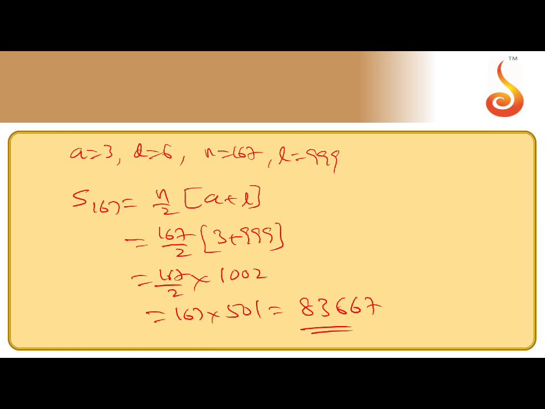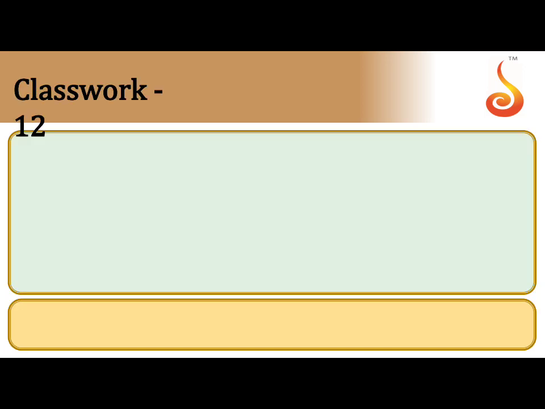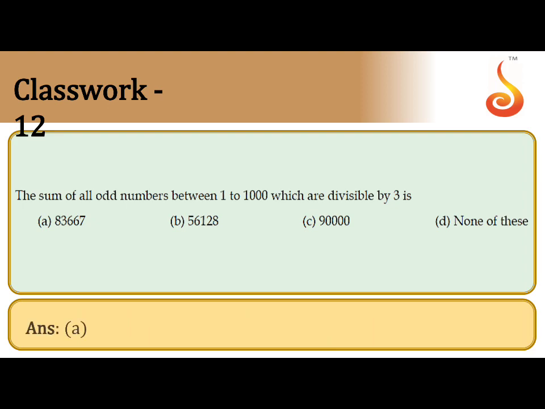I hope you understand here. Calculate the n value from the last term. Once you get it, you can take Sn as n by 2 into (a plus l). I hope this one is clear. Next, check the answer. Option A is correct.